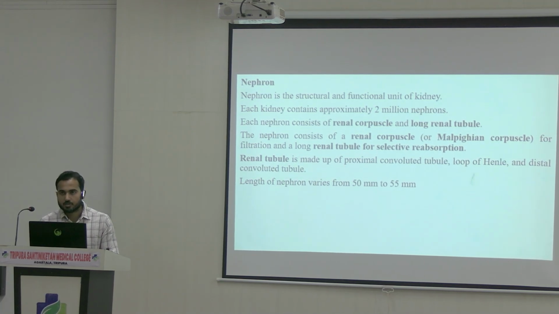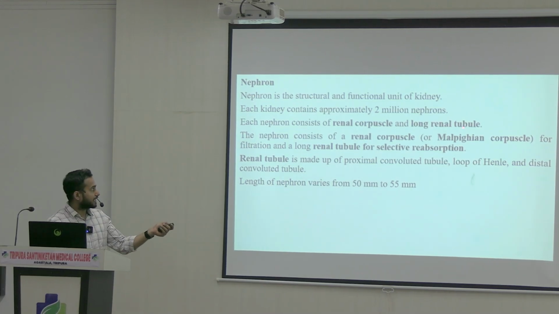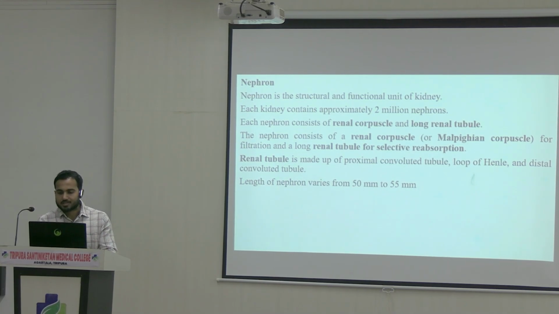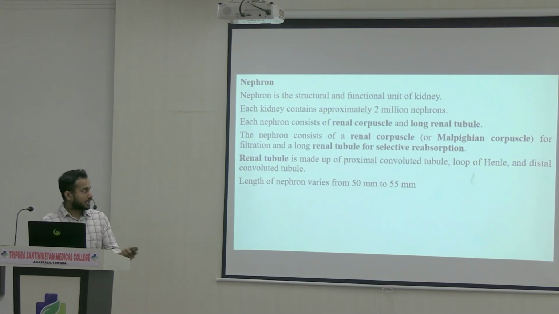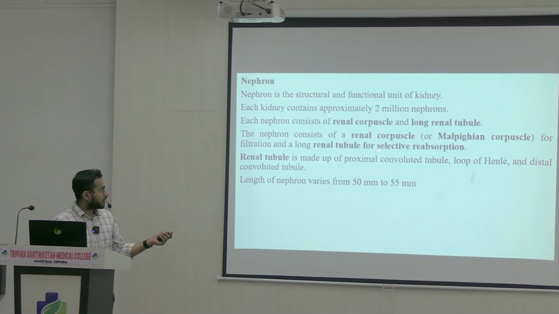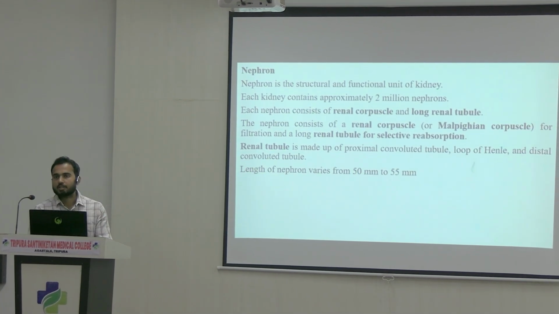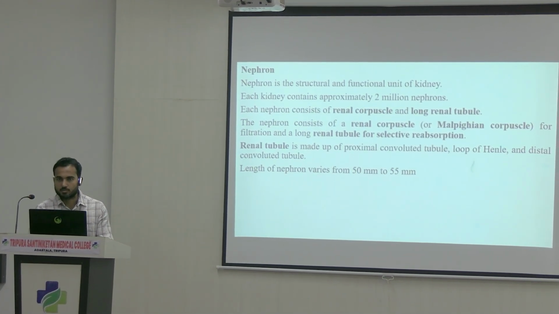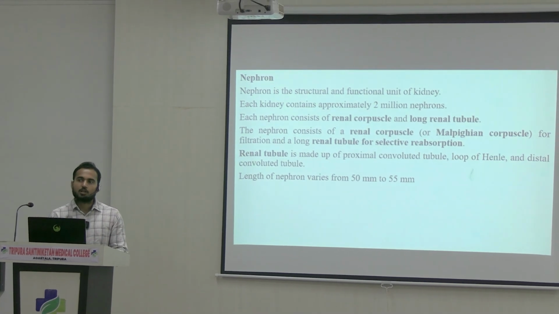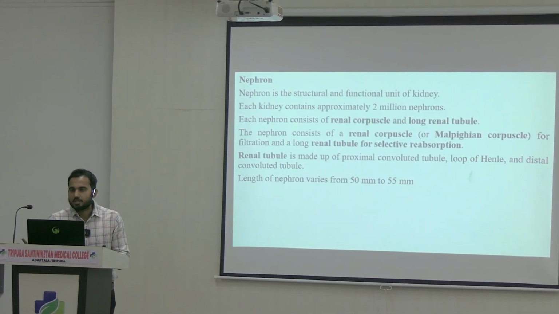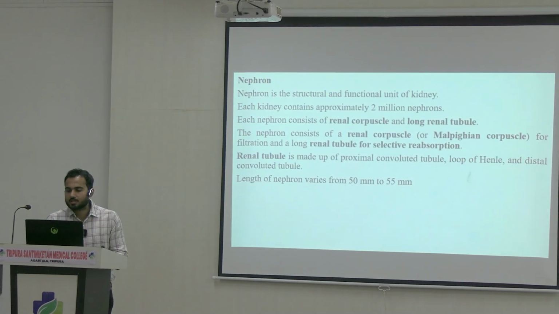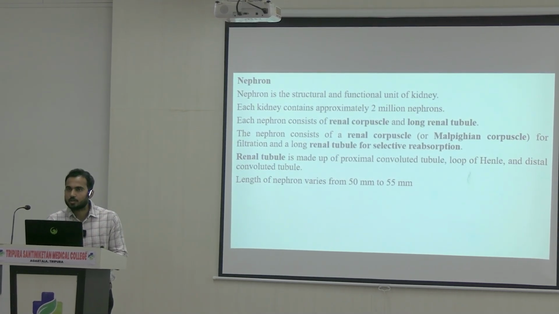Next, if you see the nephron, it is made up of two parts. What are they? Renal corpuscle and long renal tubule. This renal corpuscle is also called the Malpighian body. What is the function of the renal corpuscle? Filtration. Then we have the renal tubule, which is very long. What is the function of the renal tubule? Selective reabsorption. So in the nephron, how many parts are there? Two parts. What are they? Renal corpuscle and long renal tubule.